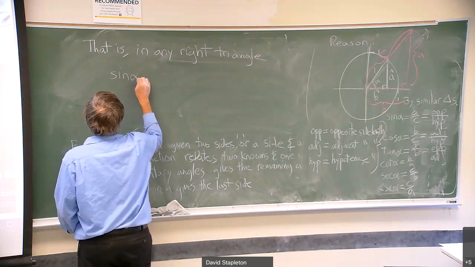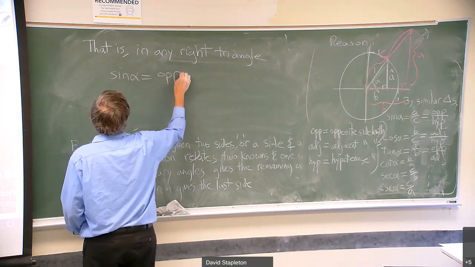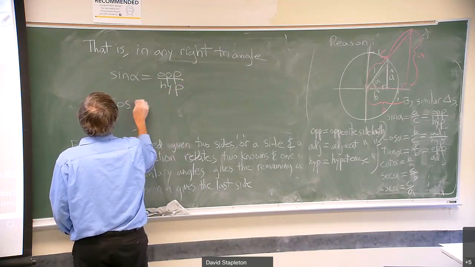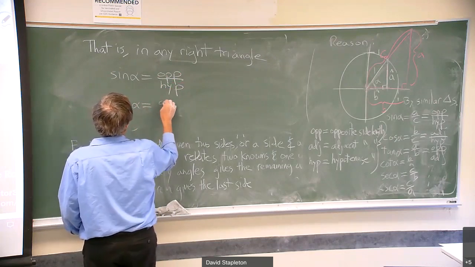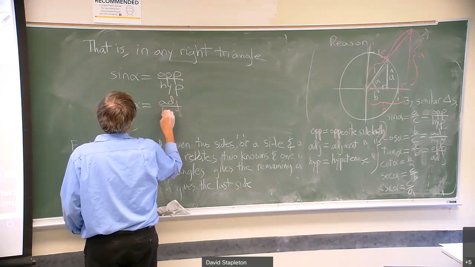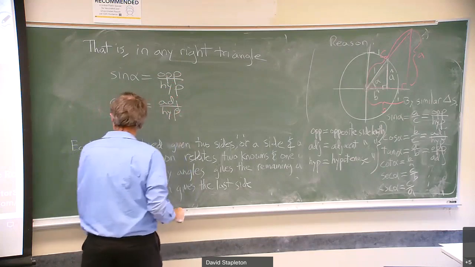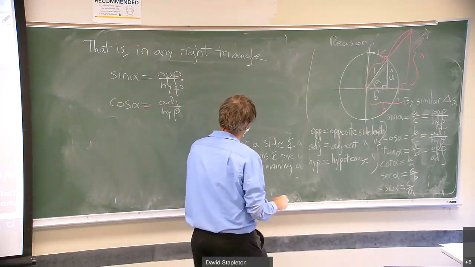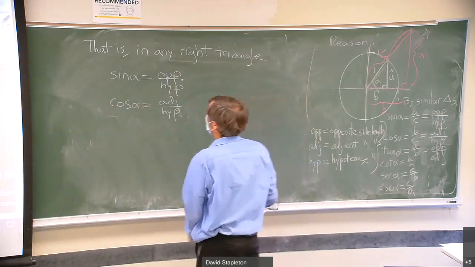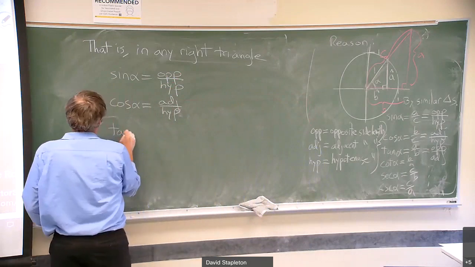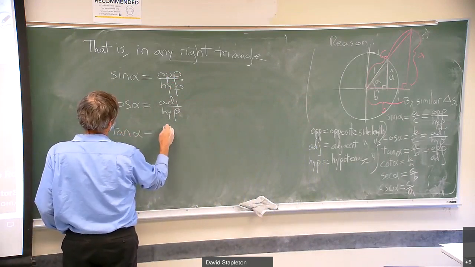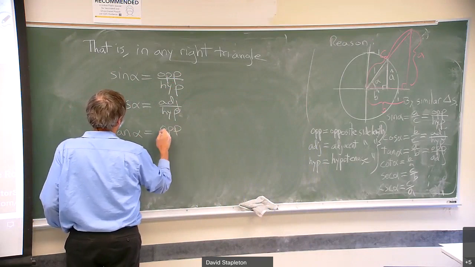The sine of alpha is opposite over hypotenuse. The cosine of alpha is the adjacent side length over the length of the hypotenuse. The tangent of the angle alpha, rather than memorizing the letters again, will be opposite over adjacent.